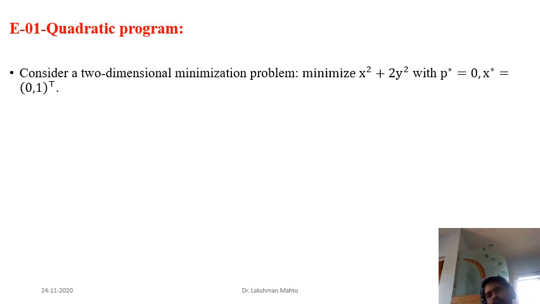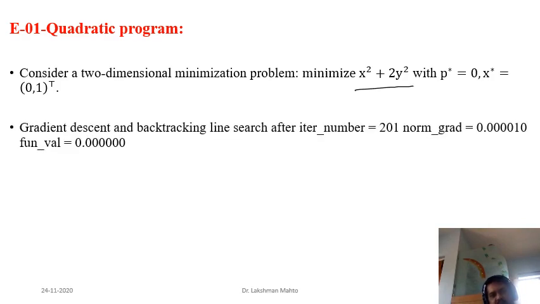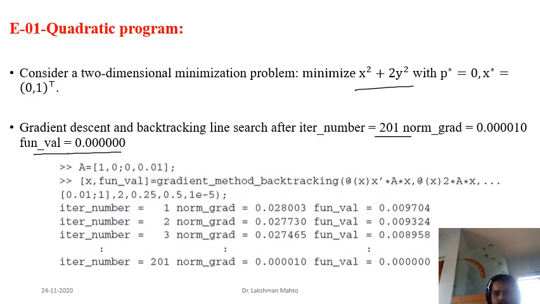Further, if you are willing to solve the same problem with the help of backtracking line search, then backtracking is always a smart technique to choose a step size. So if you are using backtracking line search, after a few iterations, that means about 201 iterations, you will see that your algorithm is directly converging to a solution with optimal value 0.